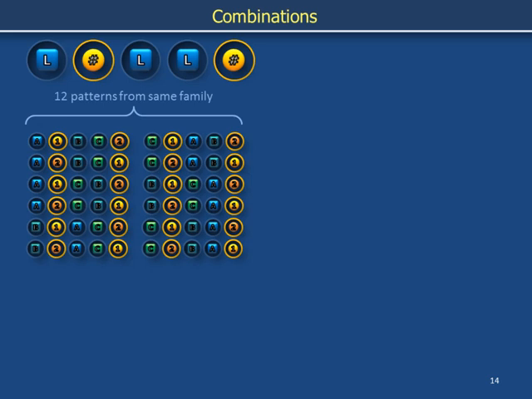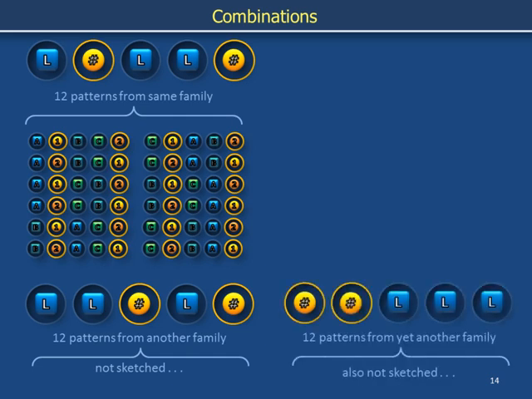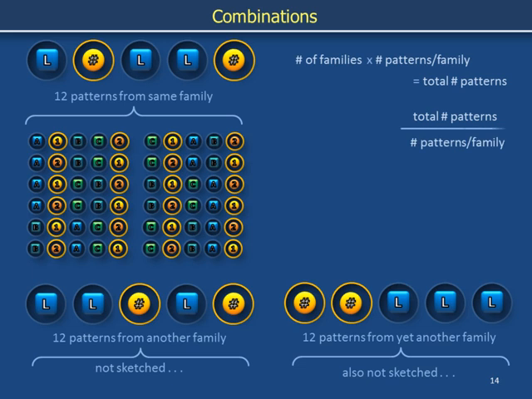square, circle, square, square, circle. This other theme, square, square, circle, square, circle, corresponds to its own family of 12 patterns. And here's another theme with its own family of 12 patterns, and so on. The number of families, or themes if we like, multiplied by the number of patterns per family equals the total number of ways to arrange A, B, C, 1, and 2 in a row. Dividing both sides by the number of patterns per family, we say that the total number of patterns divided by the number of patterns per family equals the number of families.